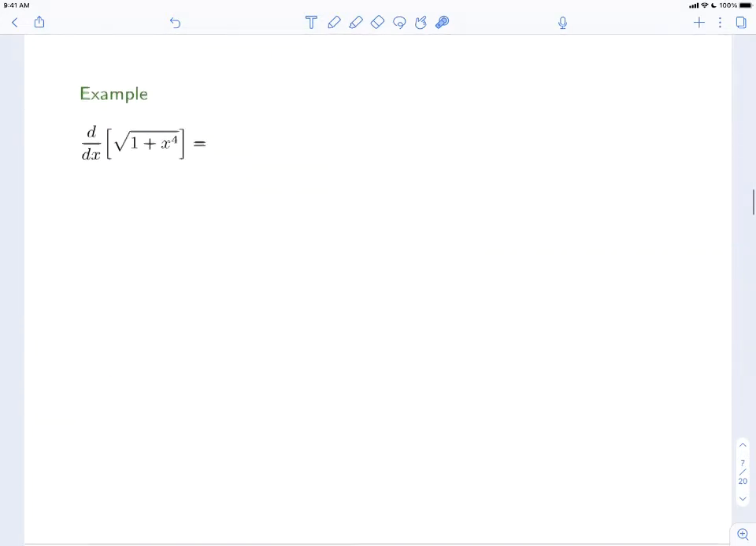Let's do another example. The derivative of the square root of 1 plus x to the 4. And so now when we're looking for an inside function, we mean inside the radical, 1 plus x to the 4. So that's our inside function. So our outside function is the square root function of whatever. And the inside function is whatever takes the role of these dots, which in this case is 1 plus x to the 4.